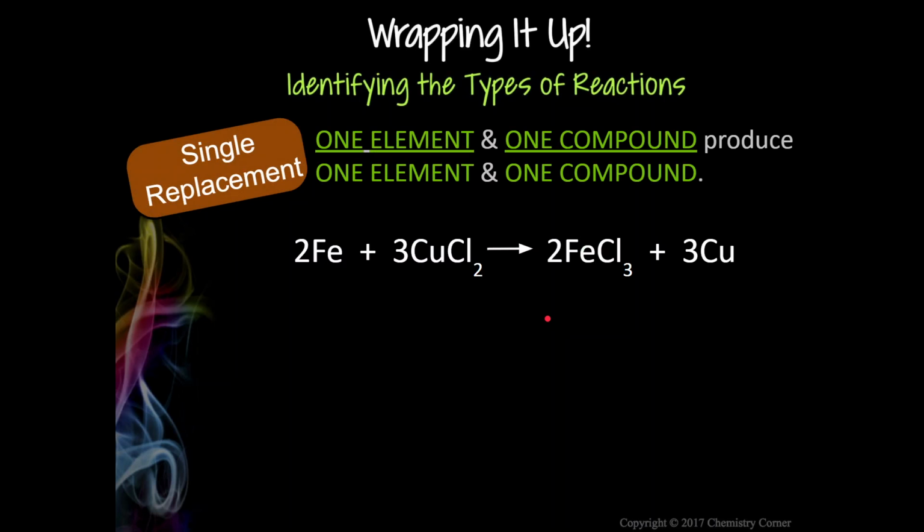Single replacement. You start with one element in one compound and you finish with one element in one compound. The key to look at here is you have a neutral element to begin with along with a compound, and then you say, hey, what's more reactive, iron or copper? It turns out that iron is, and so we have a single replacement. If we looked at our activity series and iron were less reactive, we would leave those in place and have a non-reaction.